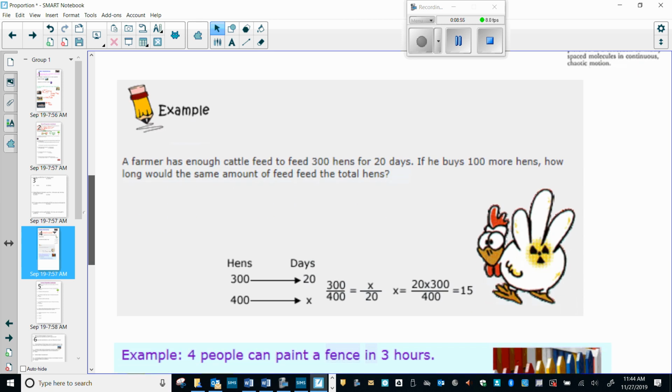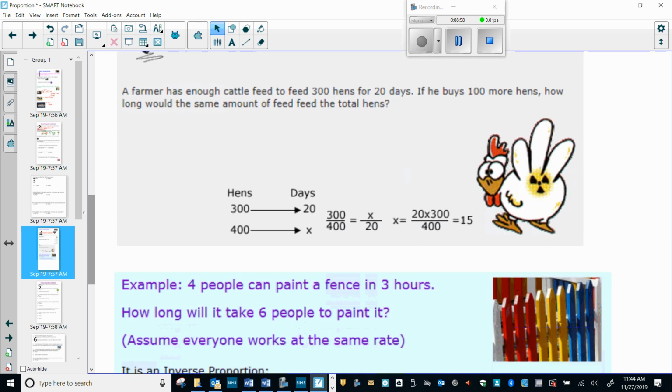So here's an example. This one's written in the same way that Elsa does hers. So hens and 20 days. 300 hens are fed for 20 days. If they buy 100 more hens, how long would the same amount feed? So 300 hens was 20 days. 400 hens, we need to find out how many days. Now, personally, I normally like to do the unit amount, so I would probably go for a 1 option rather than doing it this way, but this works as well.